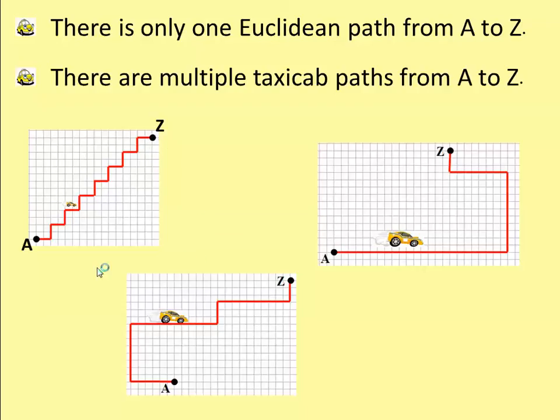You can imagine driving through a city. These right here are blocks. The roads don't cut straight through from A to Z. And here it's probably a bunch of one-way streets. Same thing here. He had to go around this big block to get to Z.